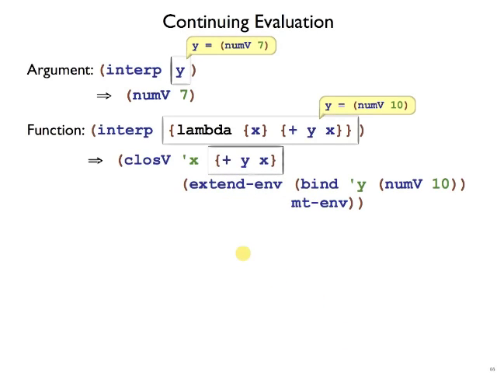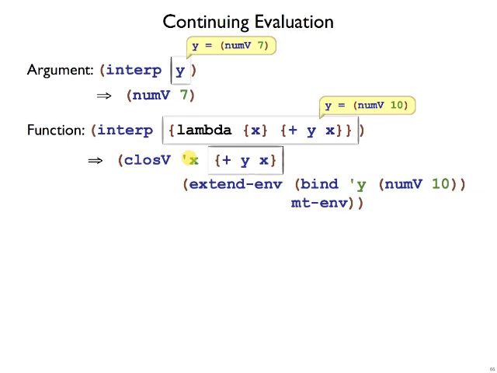Going back to our application, remember we were applying this function to this argument, and we saw that when we get to interpret y, we had y equals 7, but I'm updating that to say y equals num_v7 now, so that the argument produces not just a plain 7, but a num_v7. The function, we got this far, where we had a lambda form and we had y equals now num_v10. And so I'm saying that the result of interp of a lambda form, that is a lam_c, should be a closure_v.